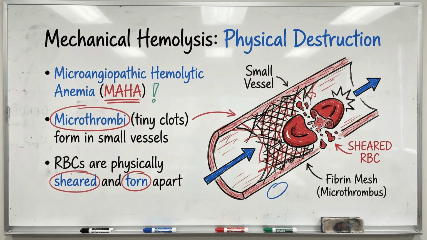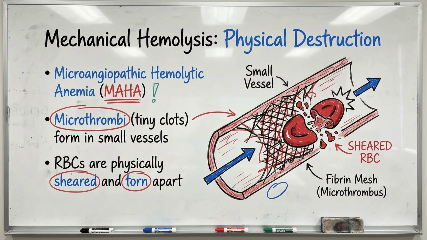Imagine a tiny obstacle course in your blood vessels, created by microthrombi, which are small clots that partially block the flow. As red blood cells are forced through these constricted, fibrin-laden pathways at high speed, they are literally torn apart. It's like trying to push a delicate object through a shredder. The cells just can't withstand the shearing forces. This physical trauma leaves behind a very specific morphological clue.